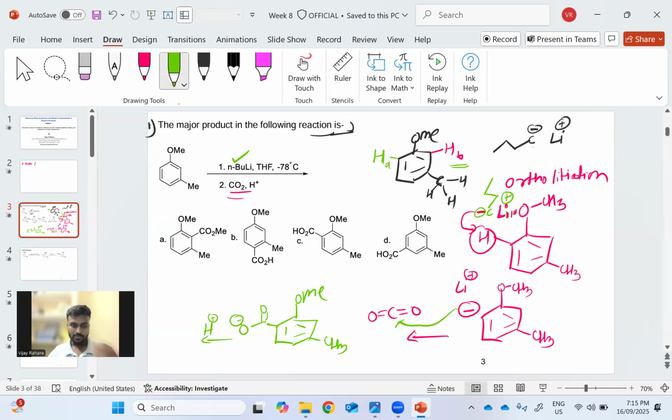So which product is formed? The final product in this reaction is this one, with the COOH. So option C is the correct option here in this first question. Any doubt in this question?